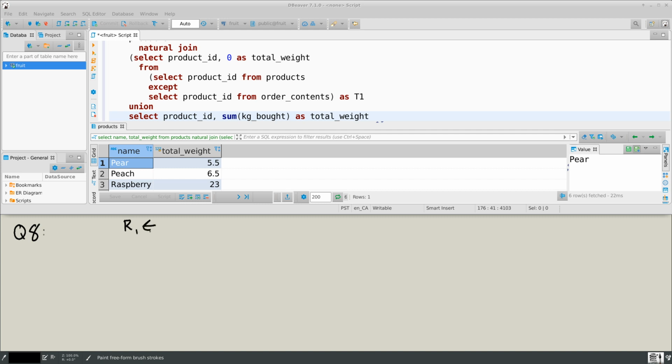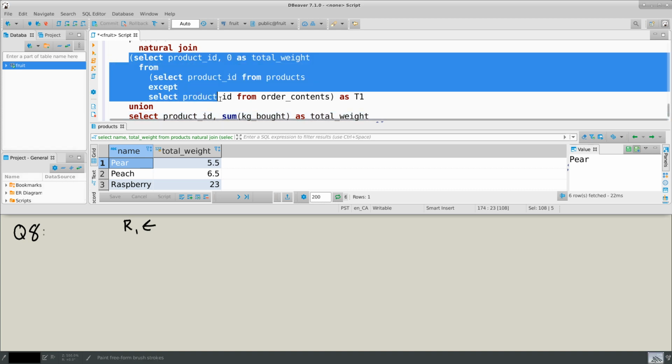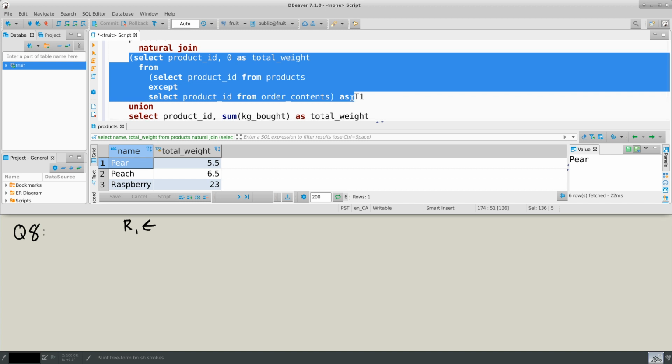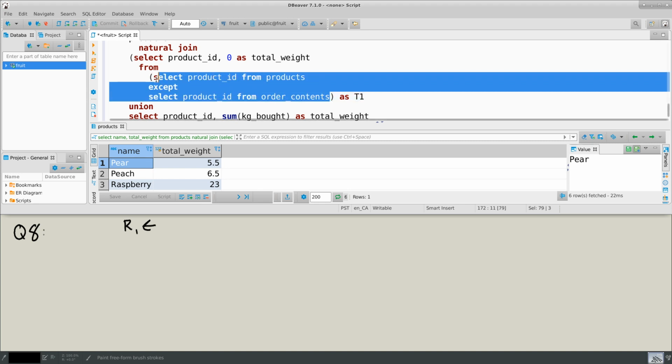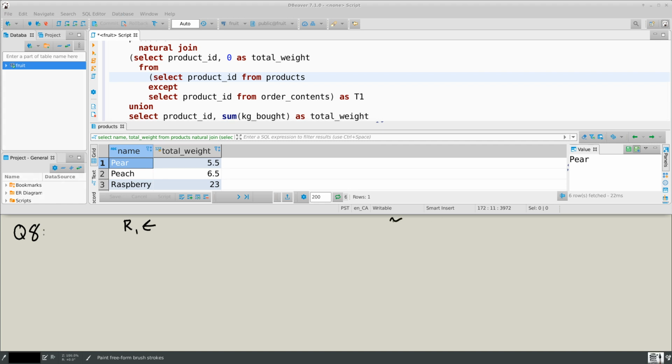Okay, so what's R1? R1 is going to be this subquery that tells me the alleged total weight of all the products that were never purchased. So here what I want is, I'm going to start by computing this. We already saw how to compute this, but I'm going to have to write it again from scratch. So I take product ID from products. I subtract off product ID from order contents.